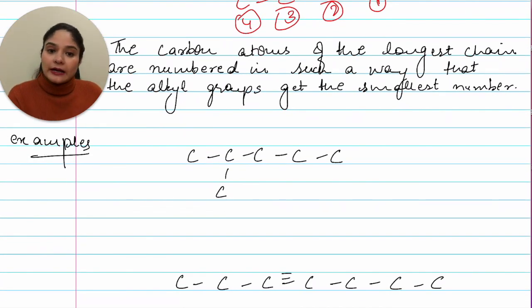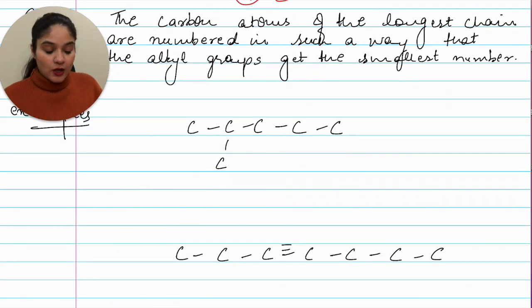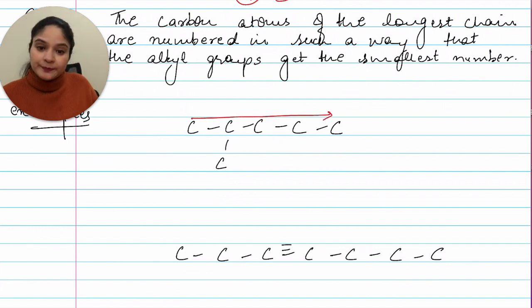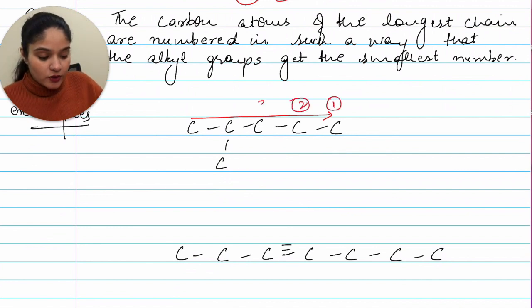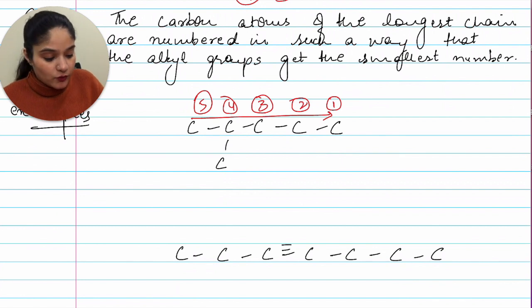The carbon atoms of the longest chain are numbered in such a way that the alkyl groups get the smallest number. Okay, now let's look at this. Now, identify the longest chain. So, the longest chain is straight ahead like this. Now, from which direction should I number it? I could number it from 1, 2, 3, 4 and 5, or I could number it from left to right.